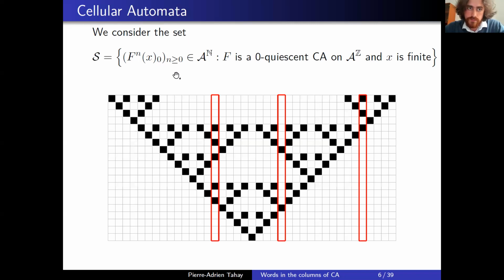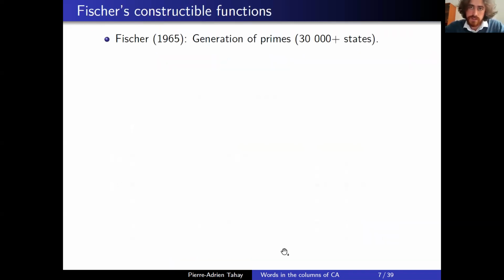The elements of S, in fact, are just the columns of the cellular automaton. For example, in the previous example with the cellular automaton with the sum mod 2, you have some element of S in the column highlighted in red. So the question is, which infinite sequences belong to S?